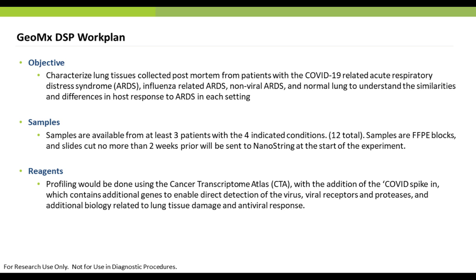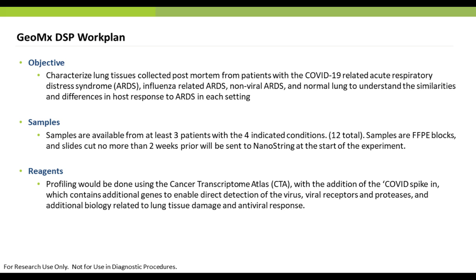And so basically, to try to address this question, we were able to leverage the spatial transcriptomics platform using the GeoMx. The idea here was to collect a variety of lung tissues, which Chris had already mentioned earlier, from patients who had either died from COVID-19 related acute respiratory distress syndrome, or ARDS, influenza related ARDS, non-viral causes of ARDS, or just normal lung tissue. We're doing this to try to understand the similarities and differences in host responses to ARDS in each of these settings, and also examining what was going on within the tissue in a spatial context.